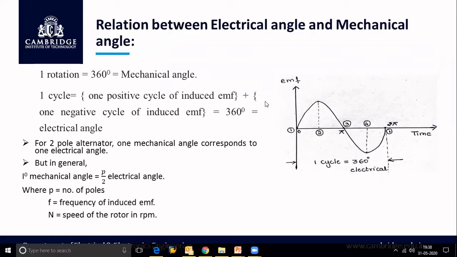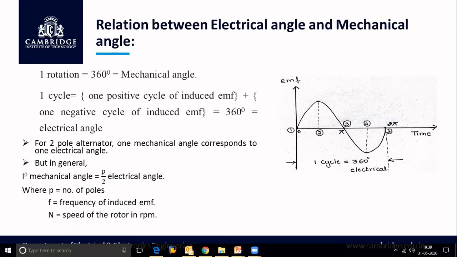Coming to the relation between electrical angle and mechanical angle in a three-phase synchronous generator. We know that one rotation is equal to 360 degrees mechanical angle. When we see the waveform, one sinusoidal wave, that is one cycle, is equal to one positive cycle of induced EMF plus one negative cycle of induced EMF. So this completely constitutes 360 degrees. In the waveform, whichever angle is shown is known as electrical angle.